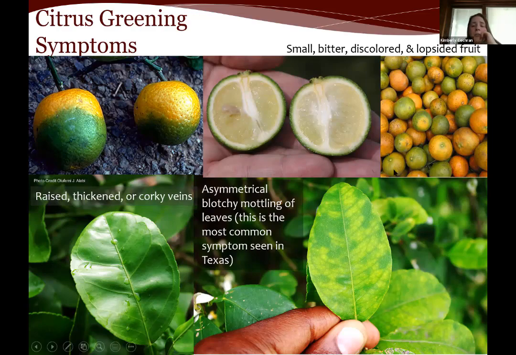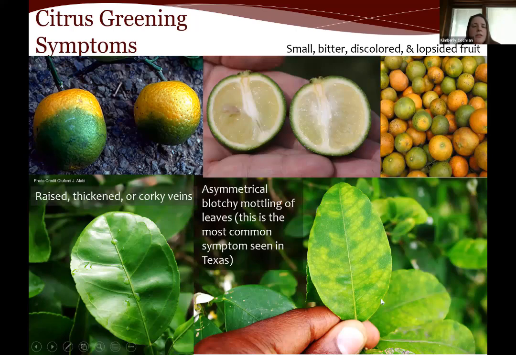Anyway, basically you have just a very malformed fruit in a lot of different aspects of fruit quality. You can also have raised, thickened, or corky veins. Here you can see on this bottom left picture, you have very raised veins from what they would normally be on a leaf. And notice that it's a little convoluted looking.